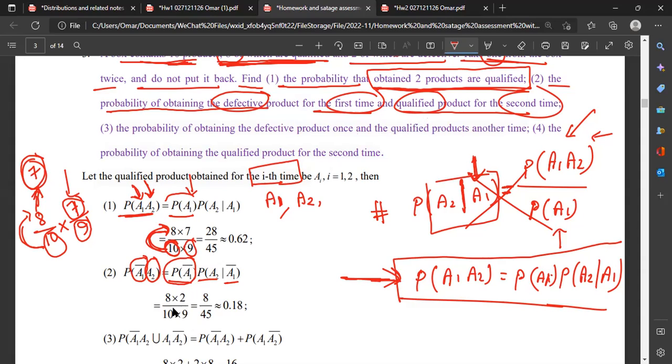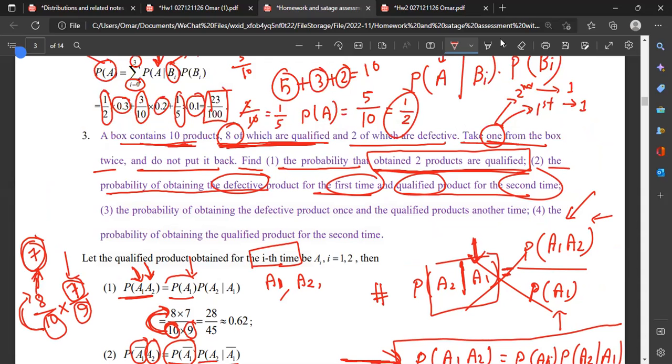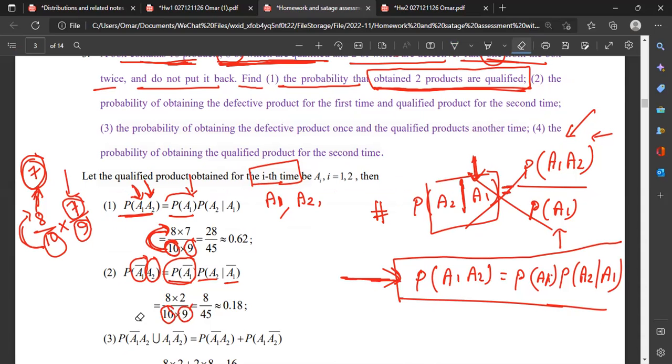So see here, first time qualified, that means we have all 10 products and 8 out of 10 are qualified. So it is the first time it's qualified. And as we have already taken one product, we are left with 9 of them. And it is said that, okay, no, it is defective for the first time and qualified for the second time. Yeah, sorry.